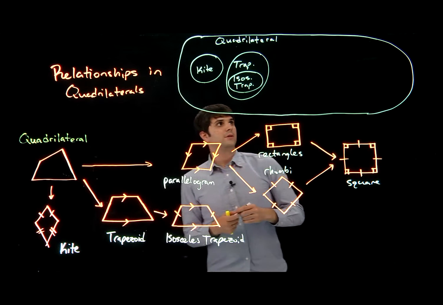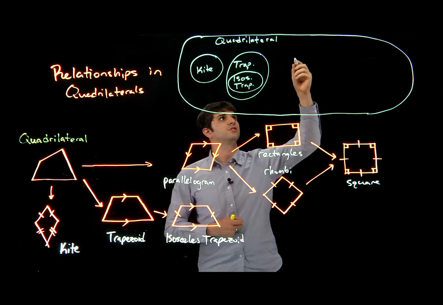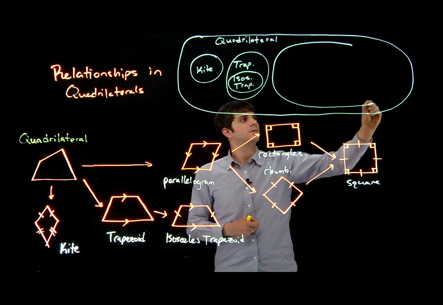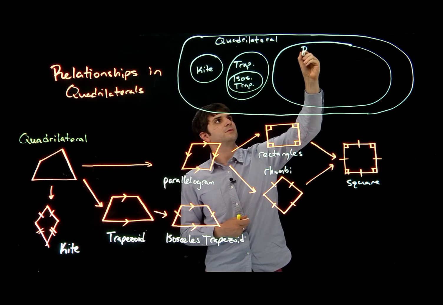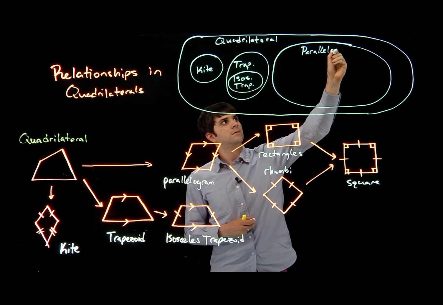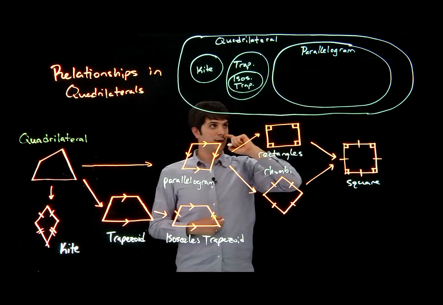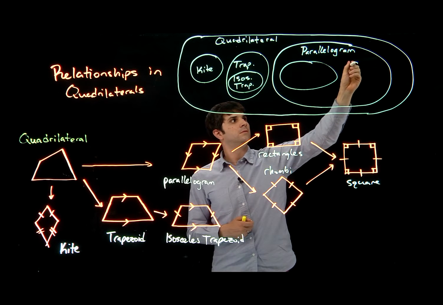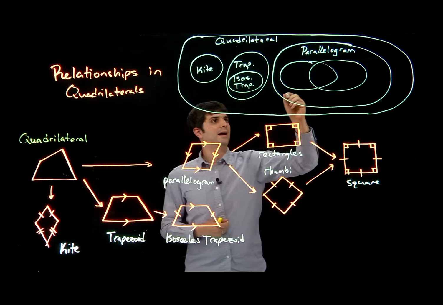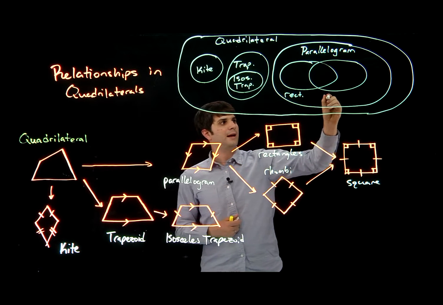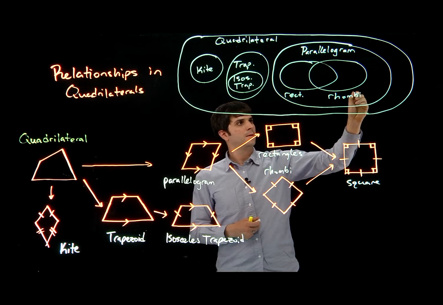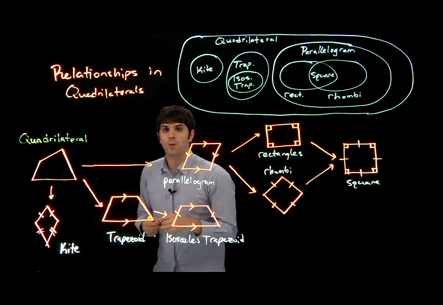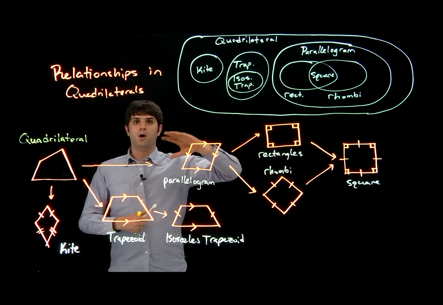And then we have the world of parallelograms, which is pretty big. Okay, so we have this world over here is going to be parallelograms. All right, and then within that, we have rectangles, we have rhombi, and we have squares. Okay, so this is sort of the way you can think about all quadrilaterals.